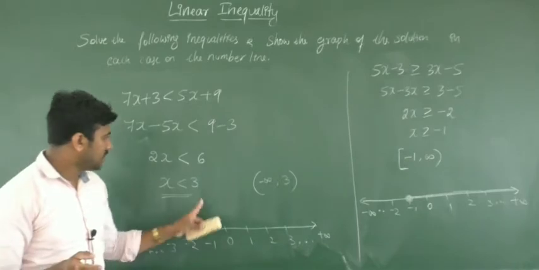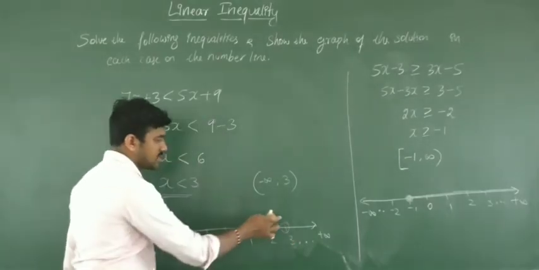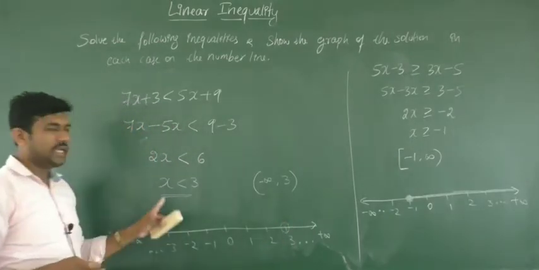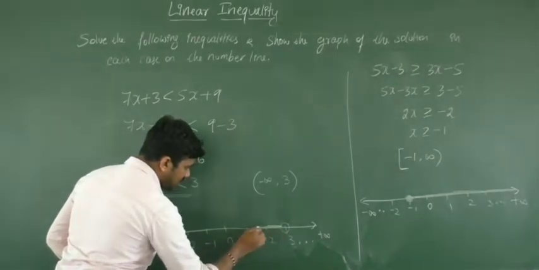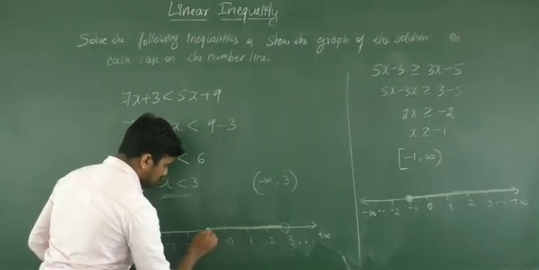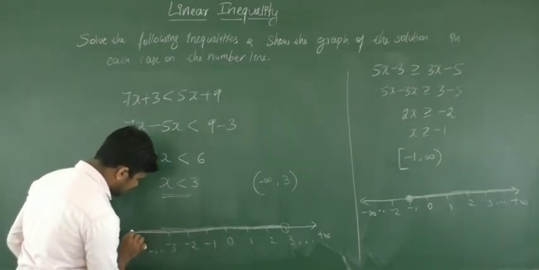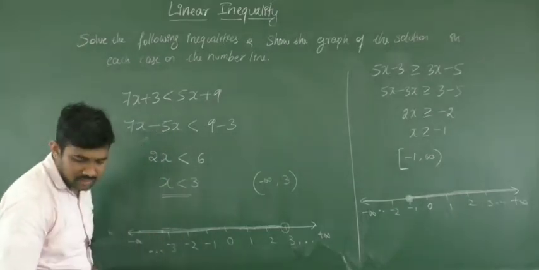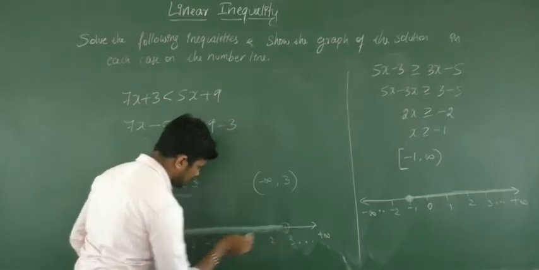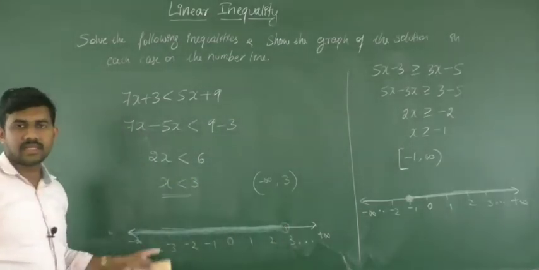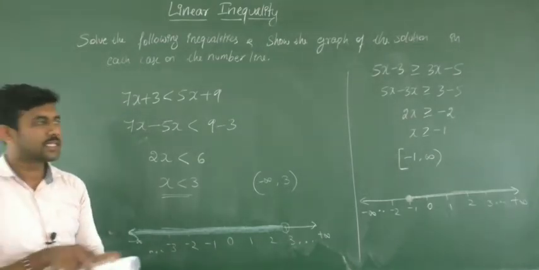See, x is strictly less than 3. So on the point 3 we have to draw the circle, and after that, since x is strictly less than 3, we have to draw the thick line on the left hand side. Like this, thick line and draw the arrow mark. So understood? Okay, let me see the next question.